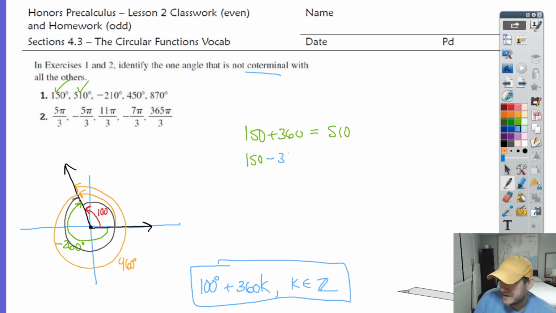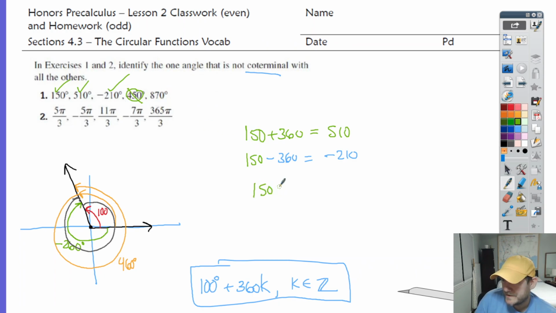Speaking of, let's subtract 360. We get negative 210, which is not surprisingly the very next number on our list. Then we get 450, which hopefully sticks out like a sore thumb. When we added 360, that hopped us all the way to 510. So clearly we hopped right over 450. 450 is not coterminal with us. Scratch that guy out. Now the 870, what's that?